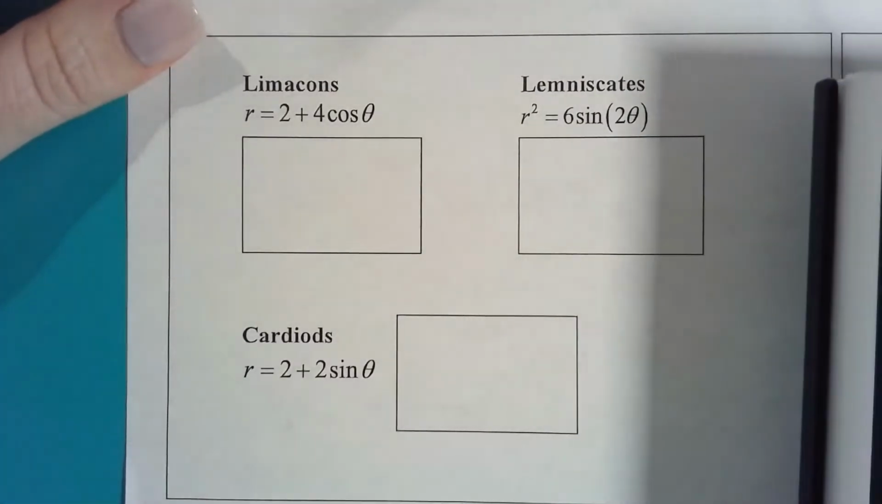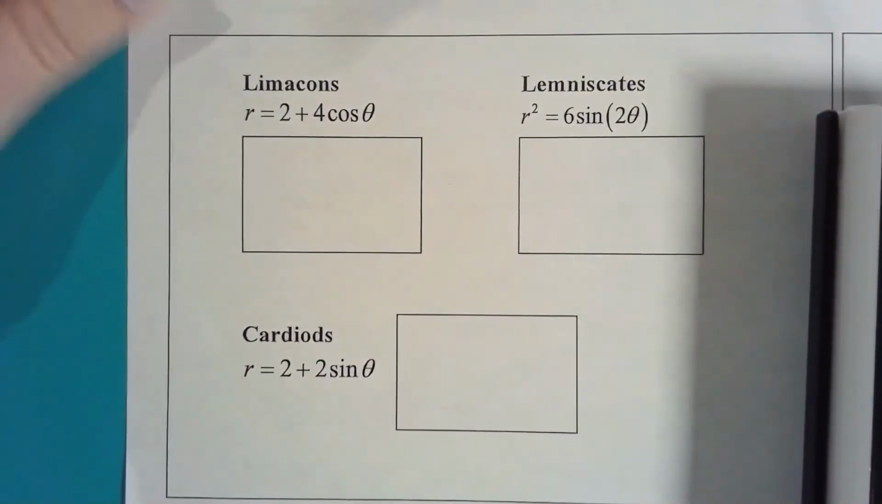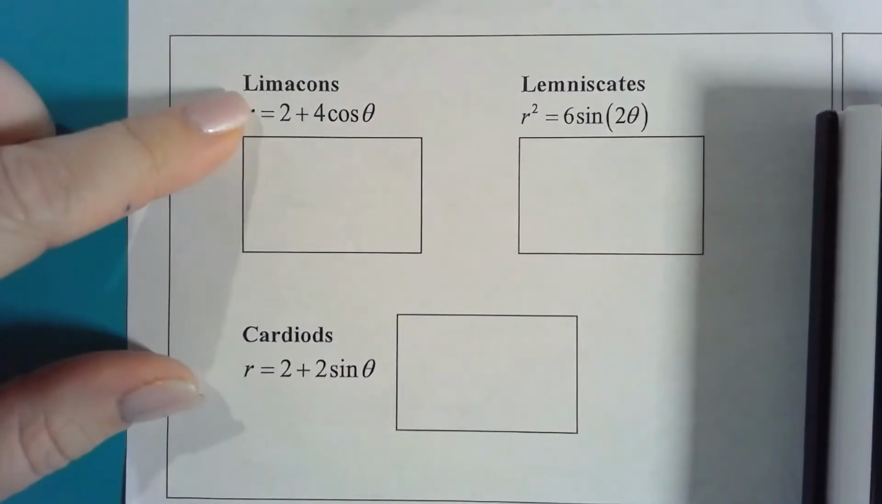Let's take a look at these. So we just talked about rose curves or flowers. I'm going to talk about 3 different curves in here. We're going to start with limacons.